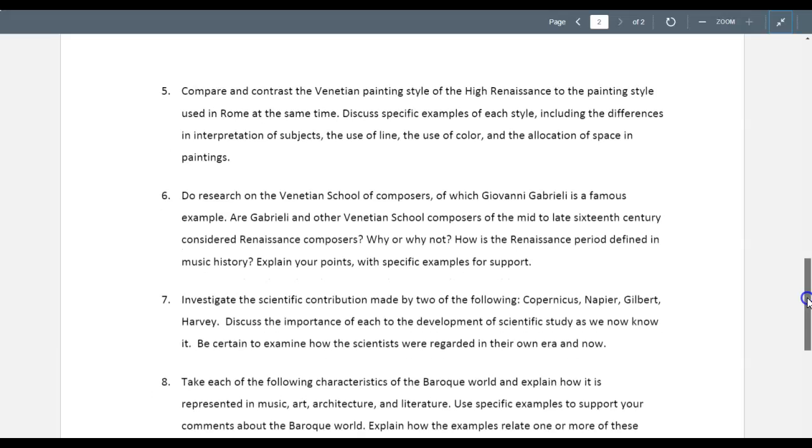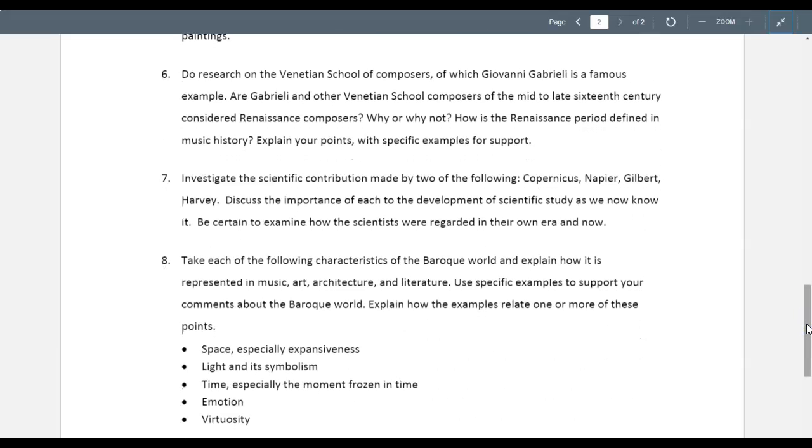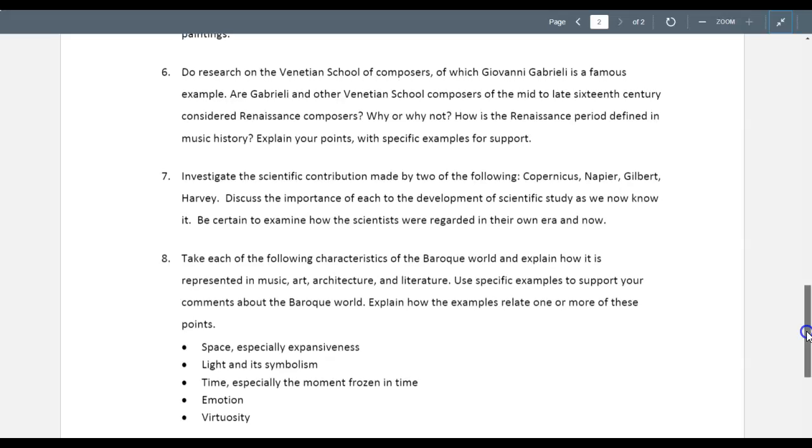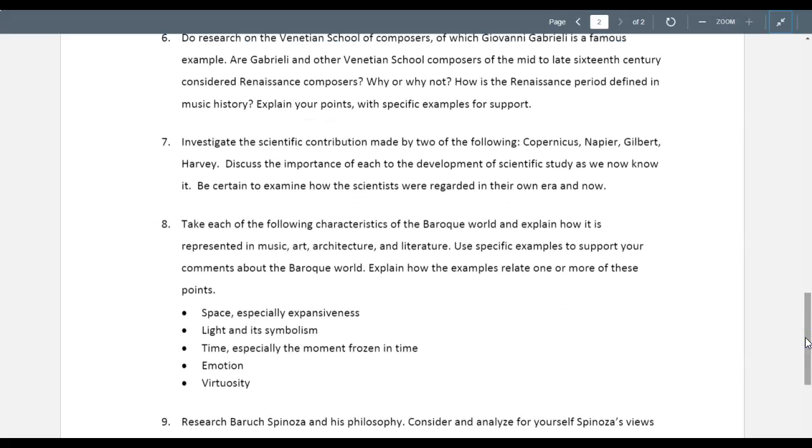The next topic focuses on major figures in science: Copernicus, Napier, Gilbert, and Harvey. And I want you to discuss two of these. Focus on two individuals. What's so important about them? What did they do? How did they influence the study that we now call science, especially as we know it now? Look at their examples. Look at their details. Discuss their writings, their publications about their views, and go into detail about that aspect.